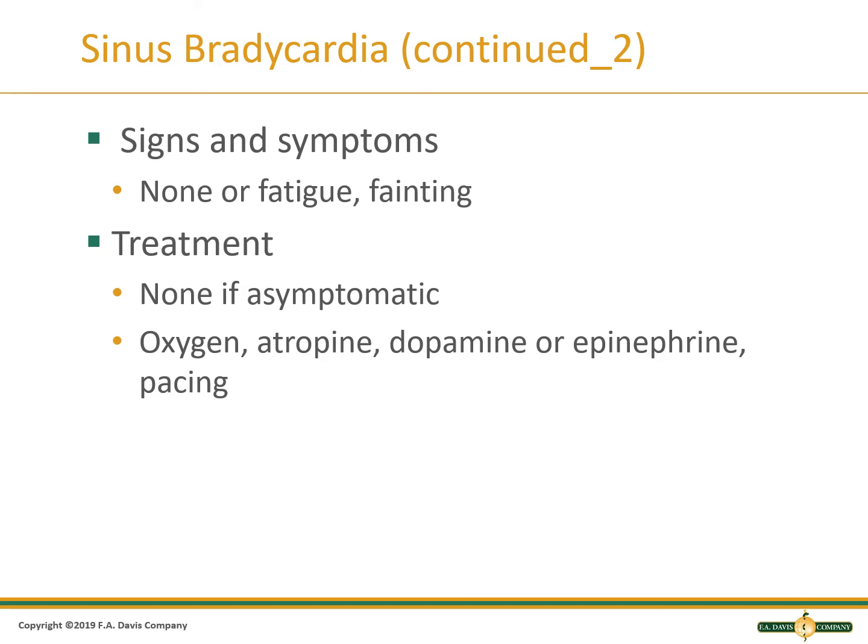No treatment is needed for asymptomatic patients. The underlying cause must be addressed for correction. For symptomatic patients, begin treatment while the cause is corrected. Treatment may include IV atropine or infusions of dopamine or epinephrine. Transcutaneous pacing is considered if atropine is ineffective. Transvenous pacing can also be considered.